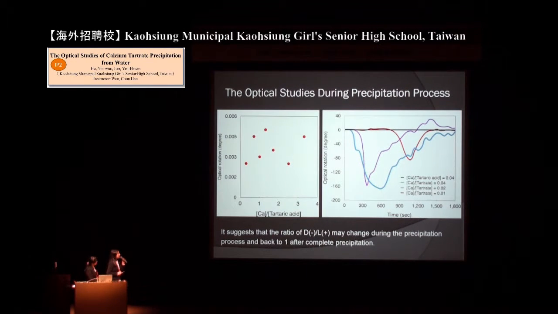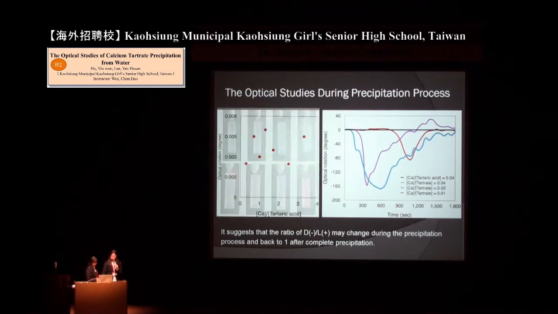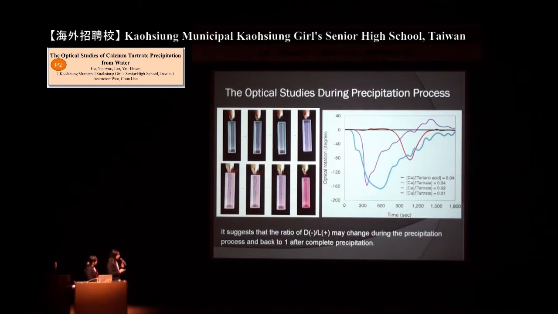We can see the black line, which is tartaric acid, is optically inactive, and the blue line and purple line are those with a lot of precipitate that cover the light. However, the red line, which didn't form any precipitate, its optical rotation changed. Another thing we can see in this figure is, after about 30 minutes, all the volume goes back to 0.